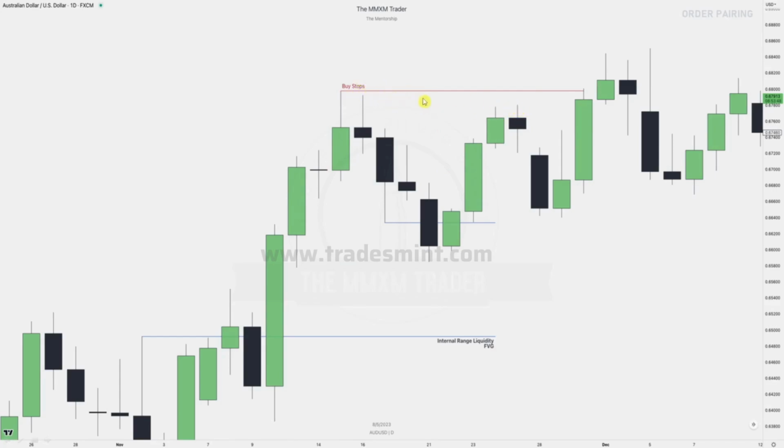Again, engineered liquidity, right? We have this failure swing over here, and again, displacement over here, an imbalance, internal range liquidity, and that's the opportunity to get in on more long orders.